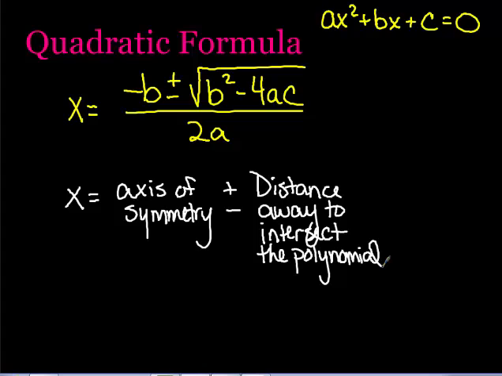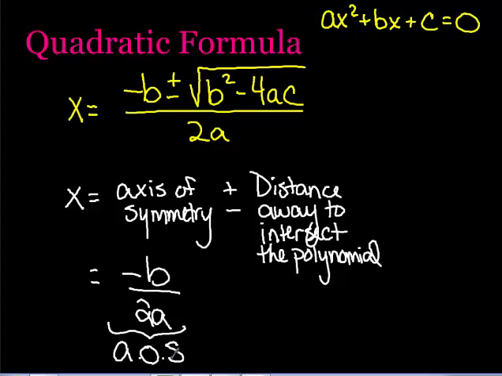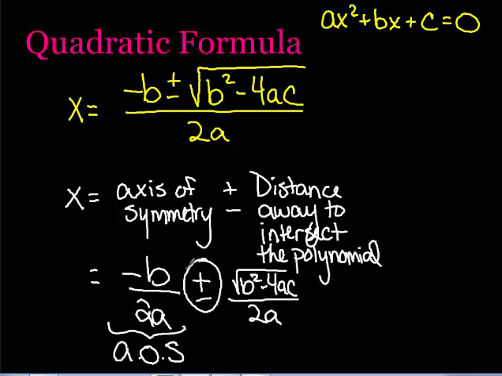So my axis of symmetry, we already talked about on the previous slide that it's the opposite of b over 2a. We'll call this AOS, axis of symmetry. From it, we're going to move to the right some distance, and that distance is given by the square root of b squared minus 4ac all over 2a. And we're also going to the left some distance, so we put a minus, and that's what this plus or minus actually means. We're going to go to the right some distance, and we're going to go to the left some distance.